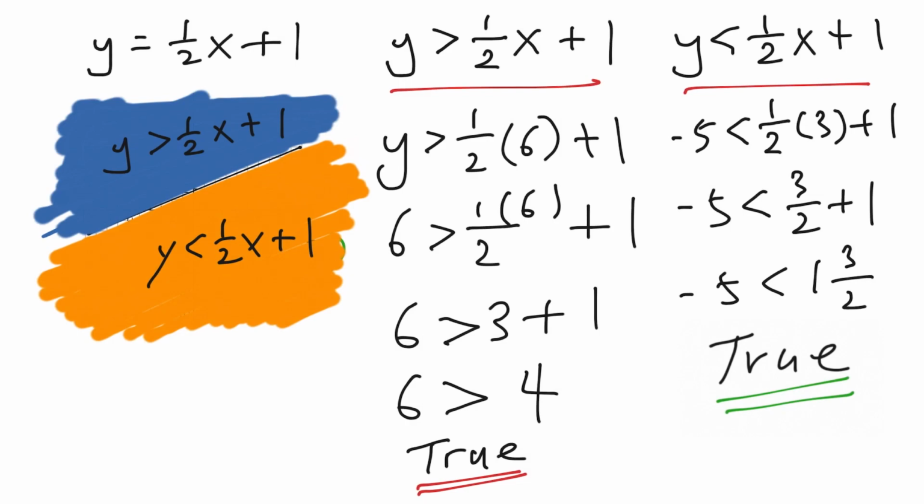However, if the linear inequality is y greater than or equal to 1/2 x plus 1, then the line in between would be a solid line. Same thing with the bottom portion. If it's y less than or equal to 1/2 x plus 1, you will leave the line solid as well. That means that the values on the solid line also apply to the inequality.